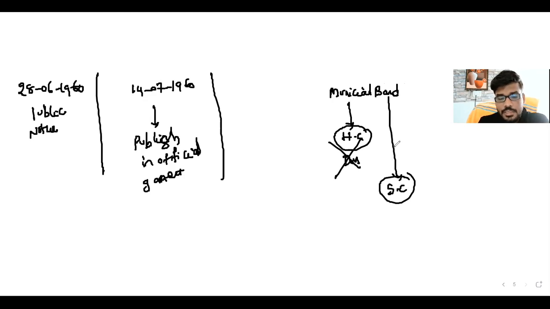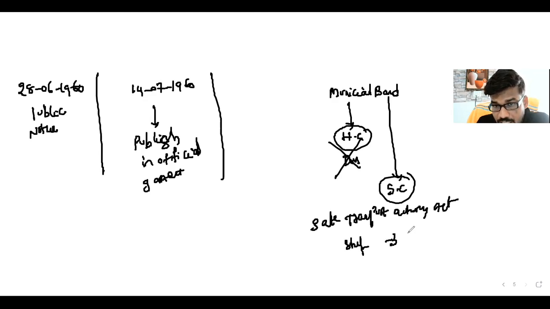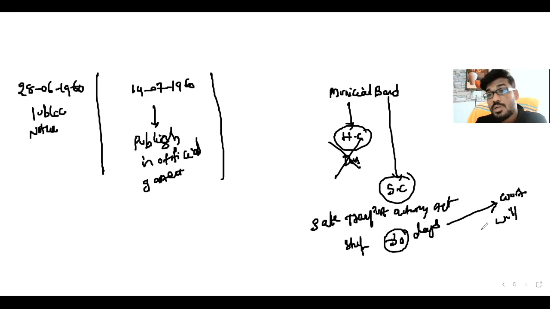Okay, sir. Then in this scenario, why is this rule related to it? According to the State Transport Authority Act, whenever the place is shifted, you can approach the court within 30 days, and only then will the court take action and decide. So within 30 days should be counted from which date? Within 30 days you can approach the court, then only the court will take action.